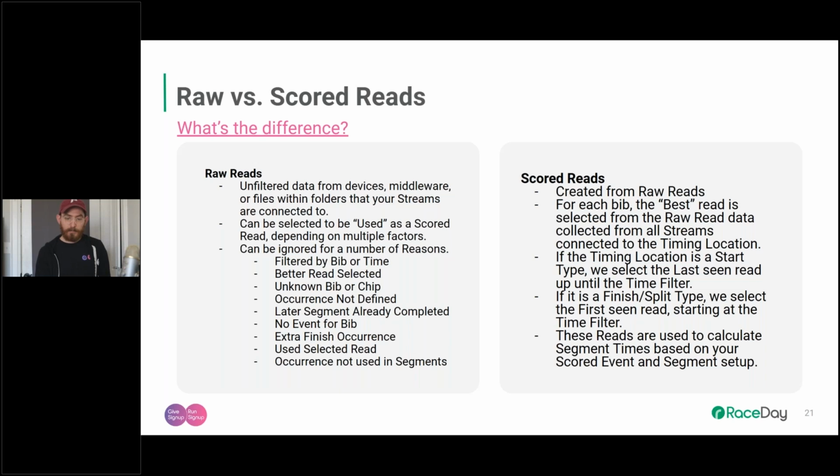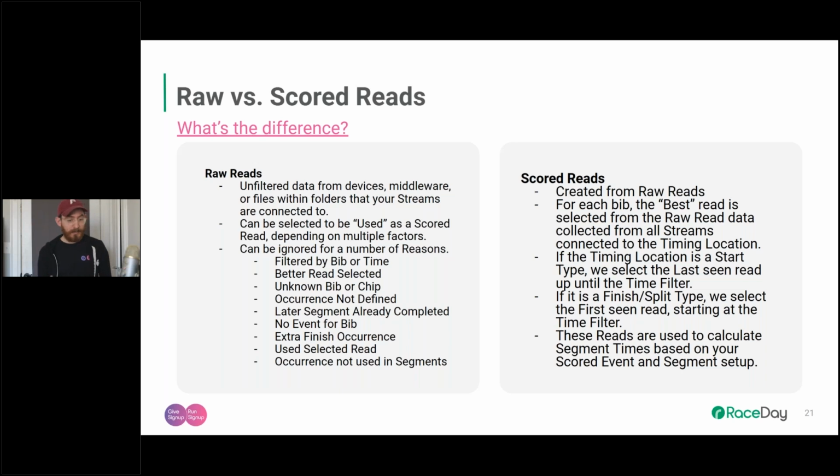So next, we're going to talk about the different kinds of reads in RaceDay scoring. Two main kinds of reads, raw reads and scored reads. And it's important to understand the difference because they're referenced throughout the application, and it's a good idea just to have a good grip of understanding these before we dive into the certification. So raw reads are the unfiltered data from your devices, middleware, or files that are within folders that your streams are connected to.